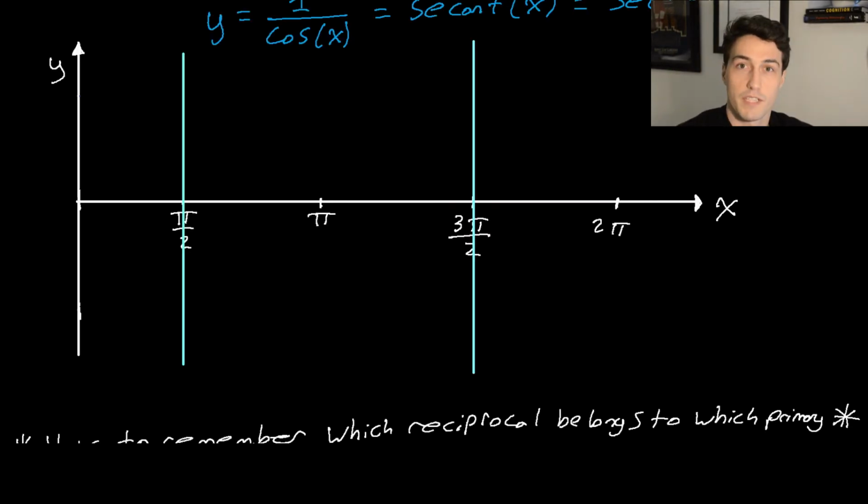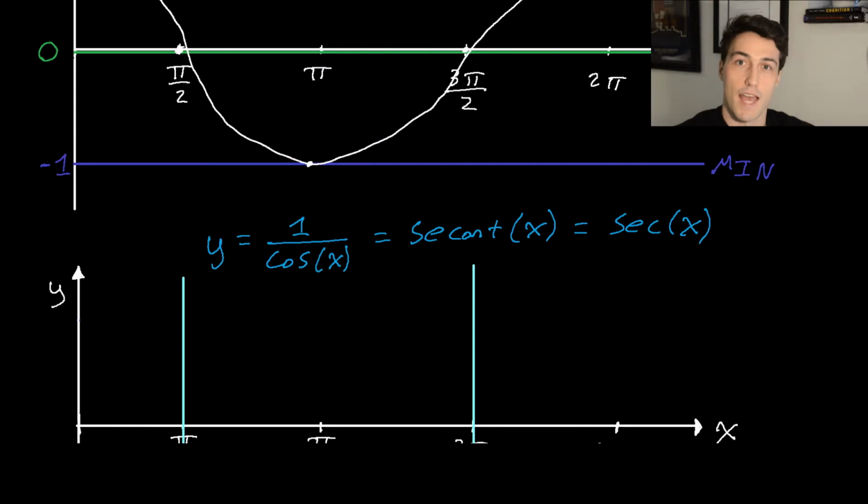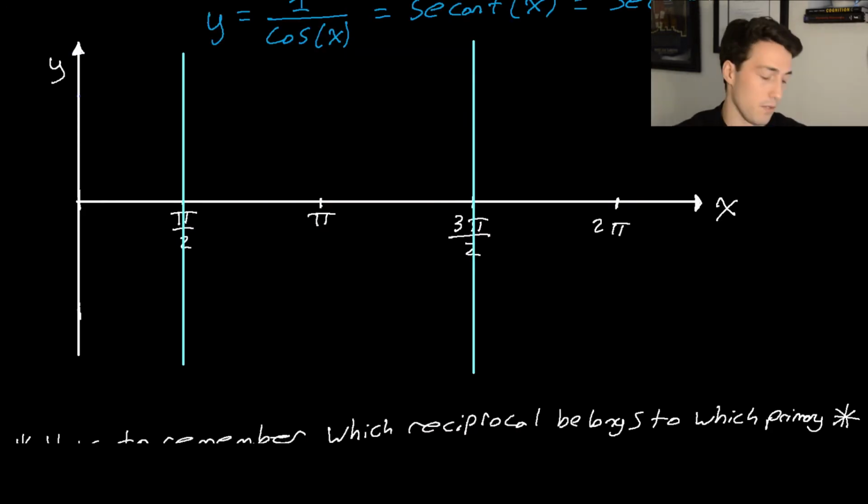So just like the cosecant function, the secant function, which is based on cos, it's kind of counterintuitive, but I'll give you a tip in a little bit on how that works. Here we have vertical asymptotes wherever cos of x is equal to 0. So cos of x is equal to 0 at pi over 2 and 3 pi over 2. So that's where we draw these blue lines which represent vertical asymptotes.